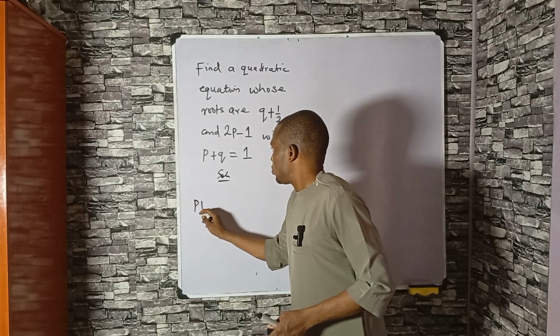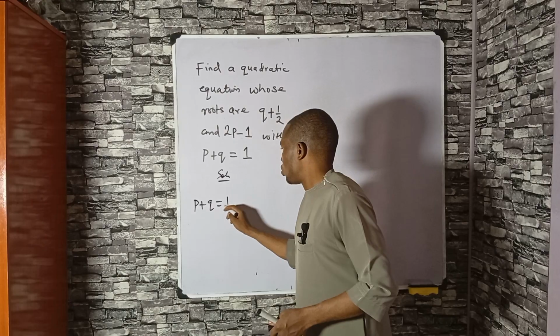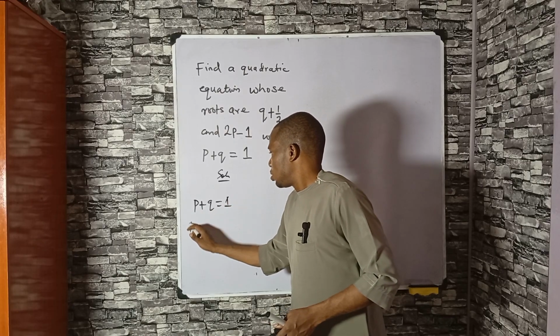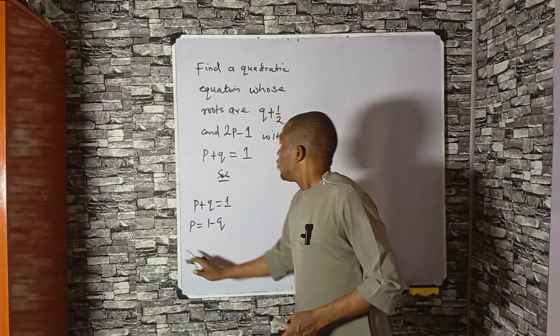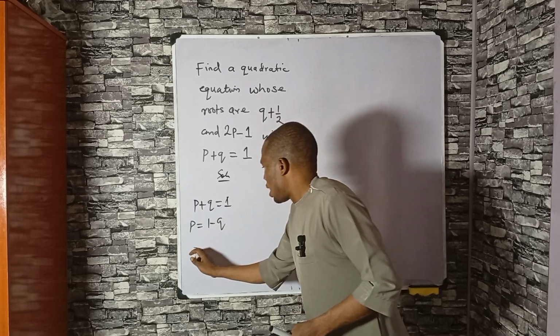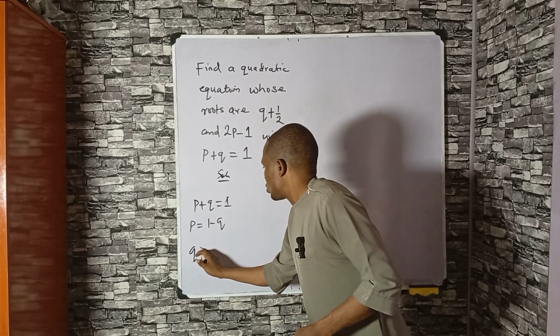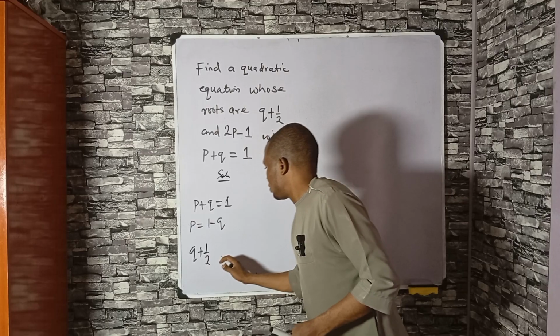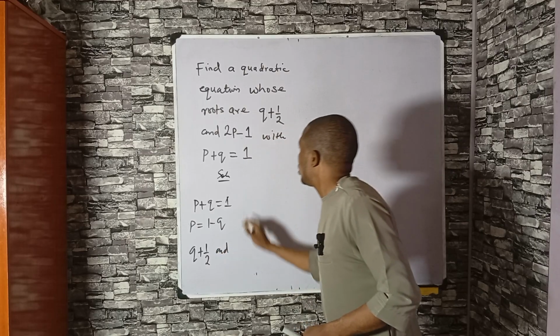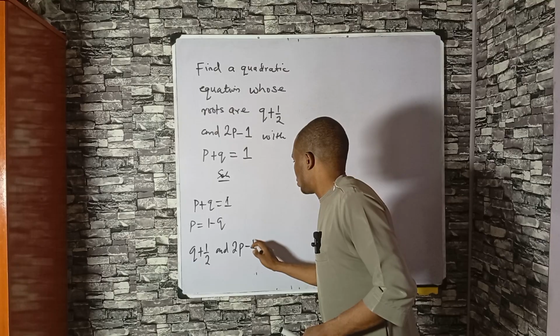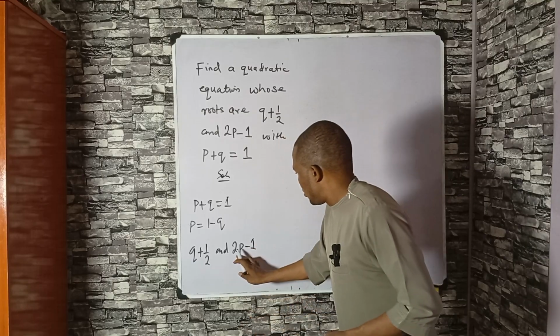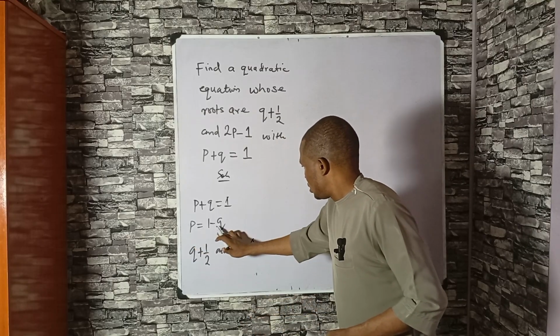Now, P plus Q equals 1. Let me make P the subject. That will be P equals 1 minus Q. Now, the two roots are Q plus a half and 2P minus 1. Then, let me replace P with this.